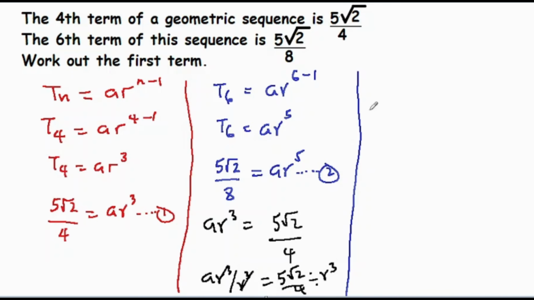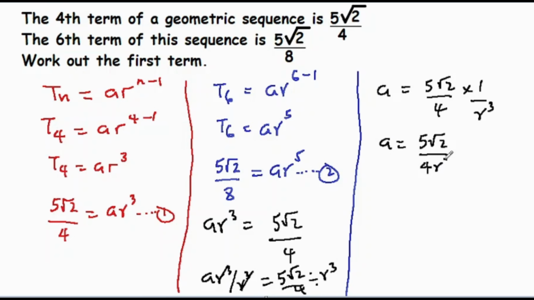So this will cancel out. Then we are going to have a is equal to 5 root 2 divided by 4 multiplied by 1 over r raised to power 3. When this division sign changes to multiplication, we are going to reciprocate r raised to power 3. And we now have our a to be 5 root 2 divided by 4 multiplied by r raised to power minus 3. So we'll take this as equation 3.